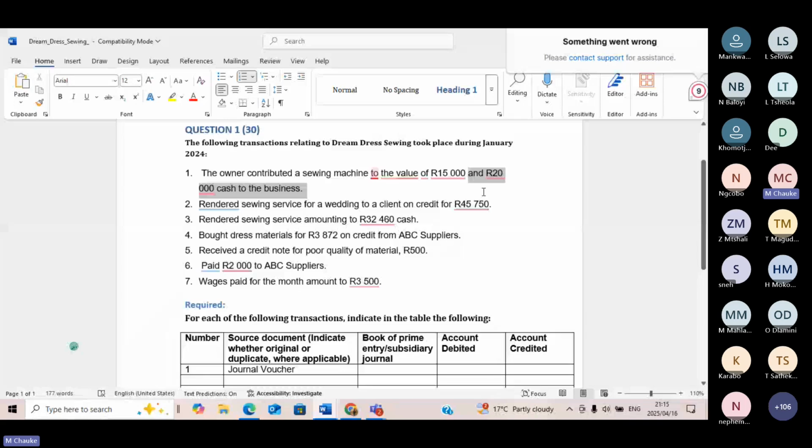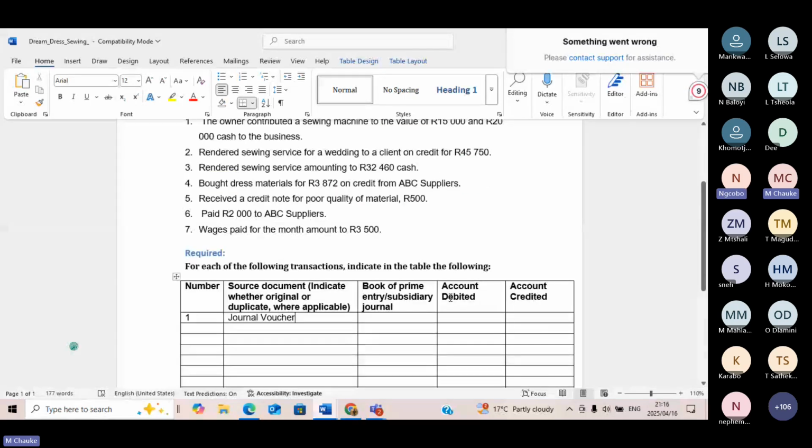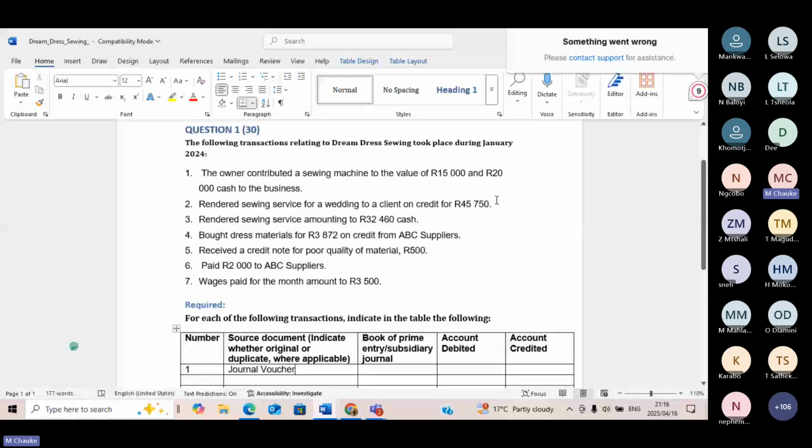Are you with me? So a general voucher is a source document that shows evidence where there is no cash transaction, for example, the owner contributing the machine into the business. That is why it's called a general voucher. It's a general voucher for the machine only. The 2 accounts affected are going to be capital, remember, and machinery. I'm just dealing with that first, and then we're going to deal with the 20,000 cash after. I hope you guys are following.